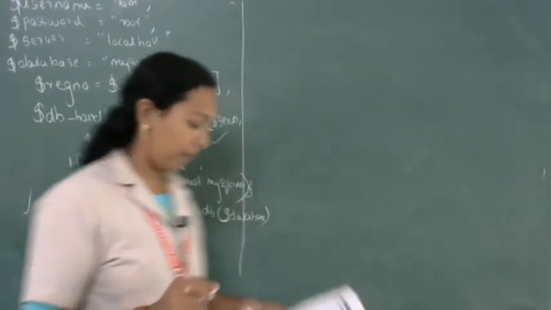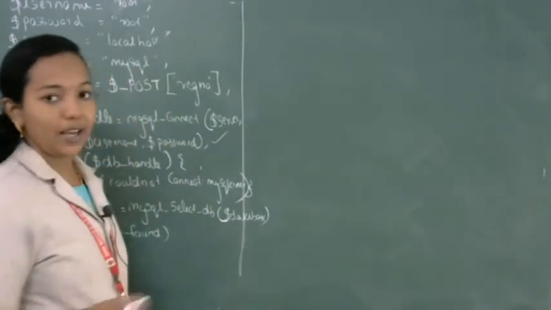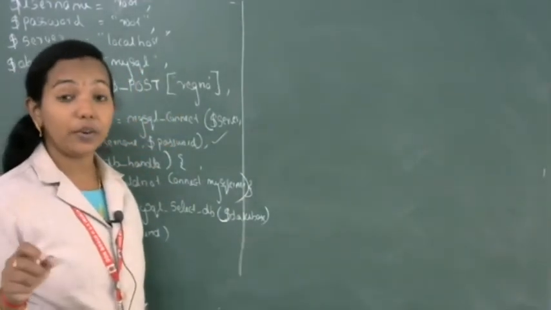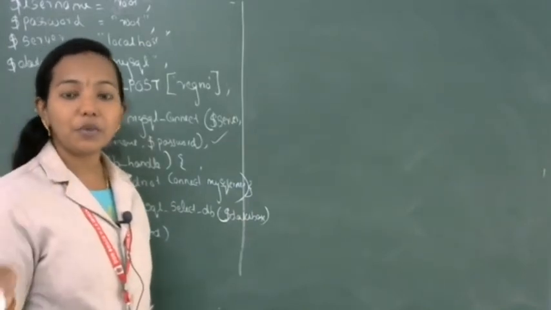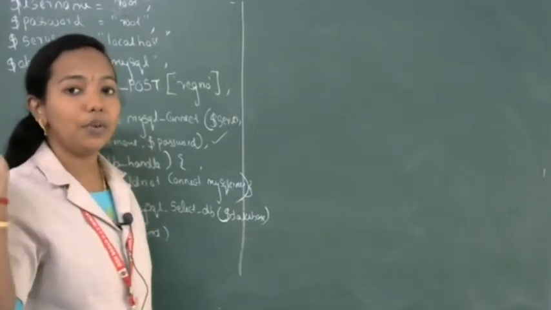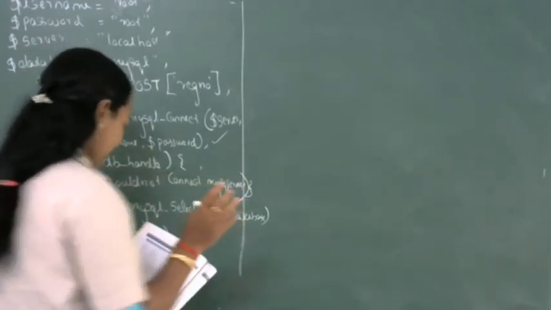What is the next operation? We are going to execute the SQL query. What is the SQL query? We entered one register number, no? That is select star from student where register number is equal to that number. So we can write the SQL query.